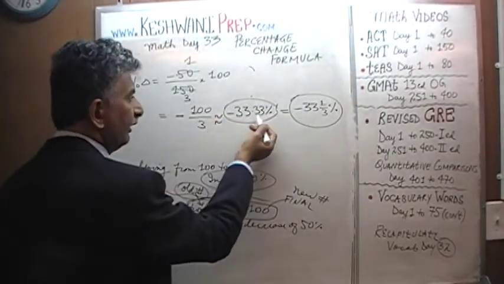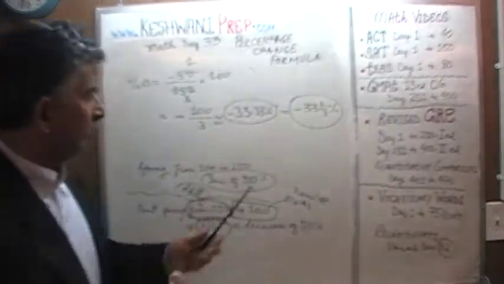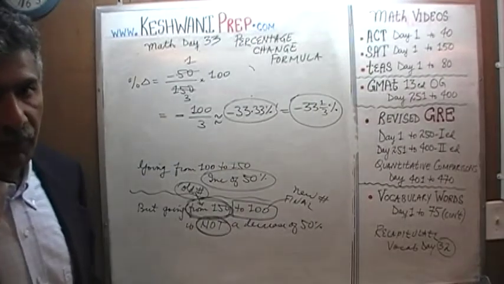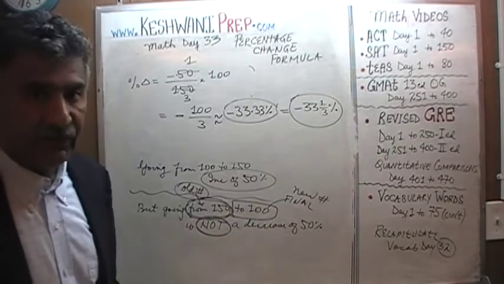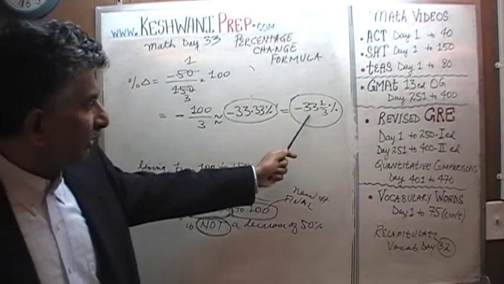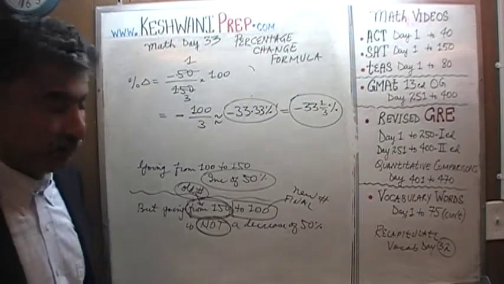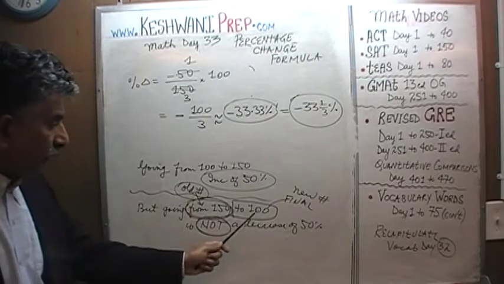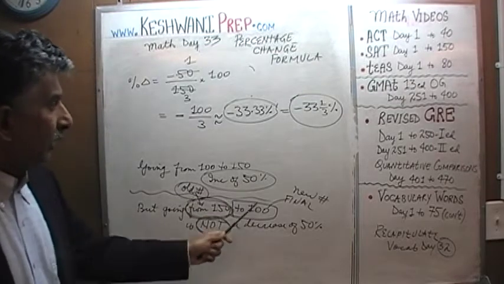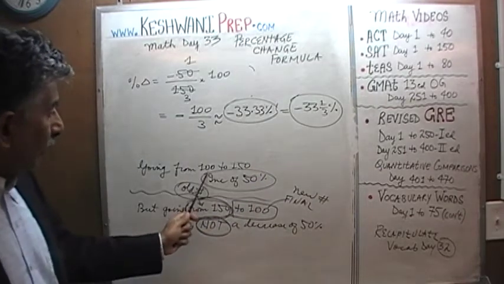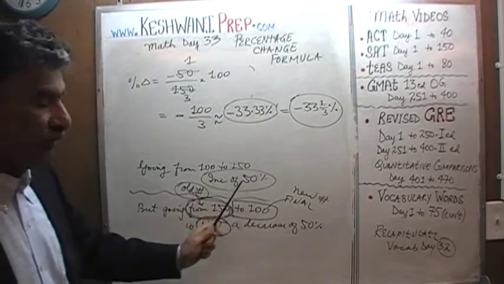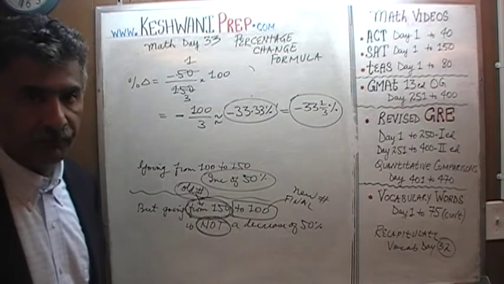It's approximate because it doesn't stop at 0.33. It goes on forever. It's 0.333 forever. If you write it as 33 1/3%, now it's the exact answer. The question is, why is it a drop of 33 1/3% going from 150 to 100, when going from 100 to 150 was an increase of 50%? Why is there a difference in answer?